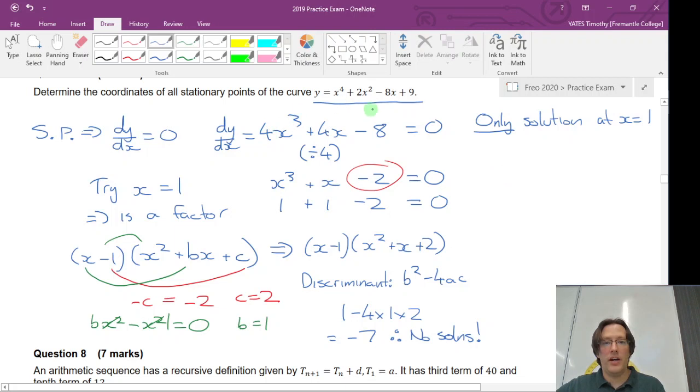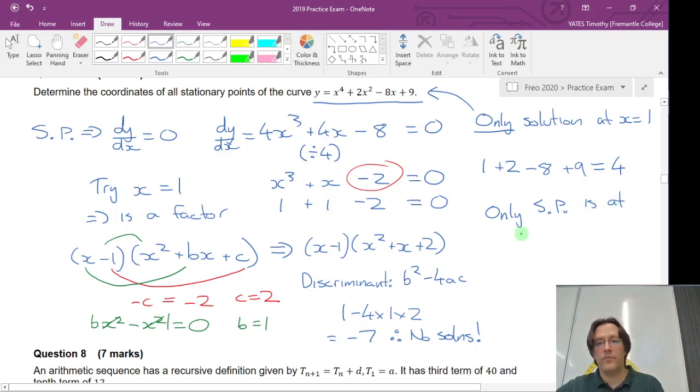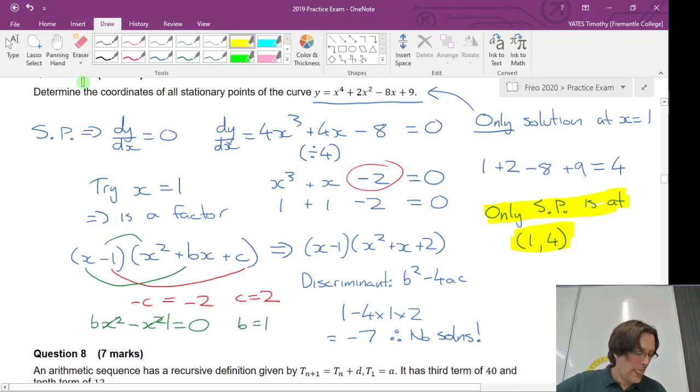We can throw that into our original equation. So we get 1 plus 2, take 8 plus 9. 12 take 8 is 4. Only stationary point is at 1, 4. So make sure you actually answer the question at the end of it. It would be a real shame to go through all that work, find that that's 4 over there, and not actually answer the question, which says determine the coordinates of all stationary points. I'll just make sure I've got that right, because there's a lot of ways to get this wrong. Looks like I have, and there it is.